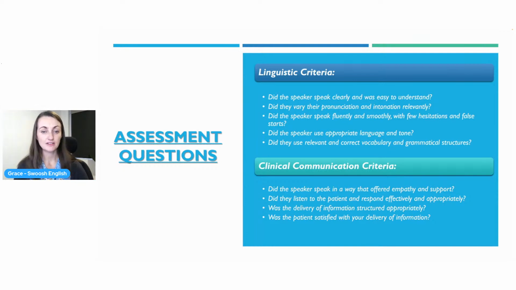So we've got the linguistic criteria. Did the speaker speak clearly and was easy to understand? Did they vary their pronunciation and intonation relevantly? Did the speaker speak fluently and smoothly with few hesitations and false starts? Did the speaker use appropriate language and tone? Did they use relevant and correct vocabulary and grammatical structures? So these all fall into the linguistic criteria. We're thinking about our fluency, our grammar and vocabulary, our pronunciation as well.